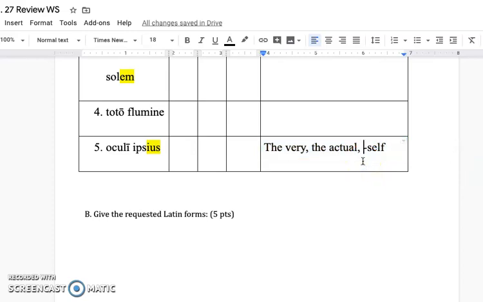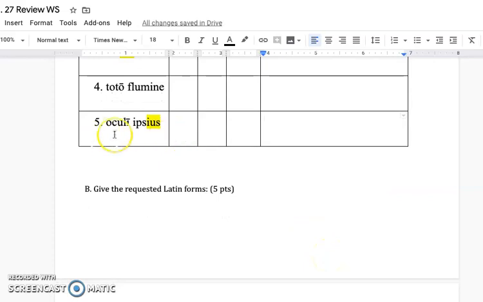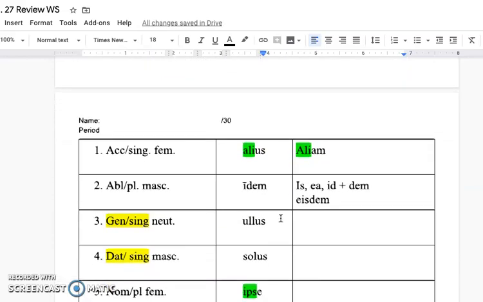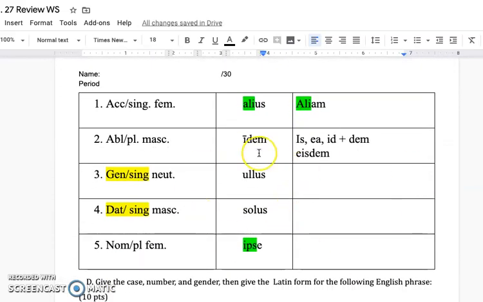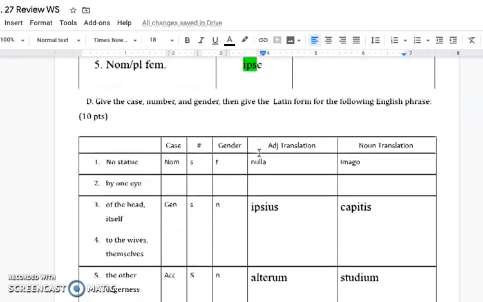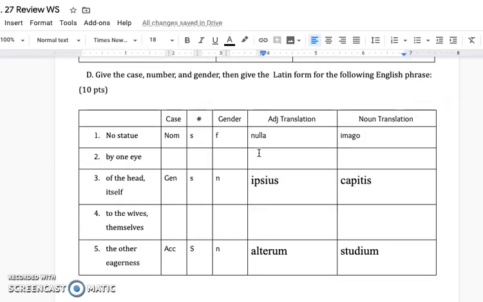So oculi ipsius, again, genitive of the eye, and then you would add itself afterwards. Or you could say of the very eye or of the actual eye, whichever translation you are most comfortable with. The very and the actual come before the noun, and the self form comes after. Okay, and we already talked about this section. Let's move on to this next part.